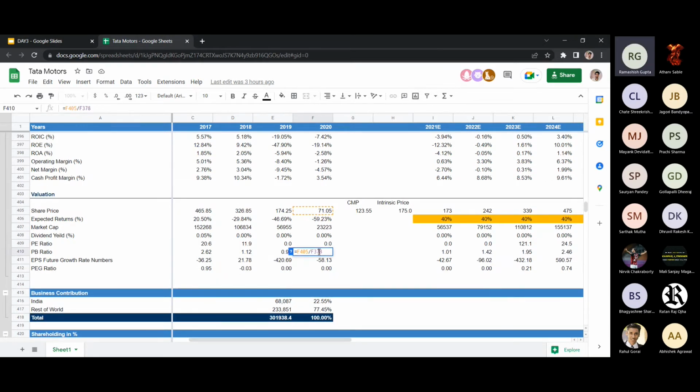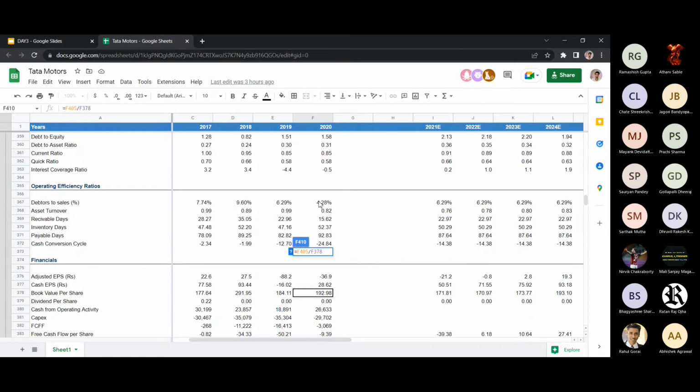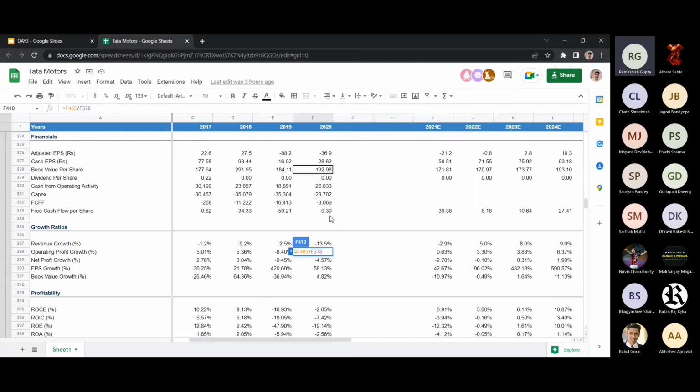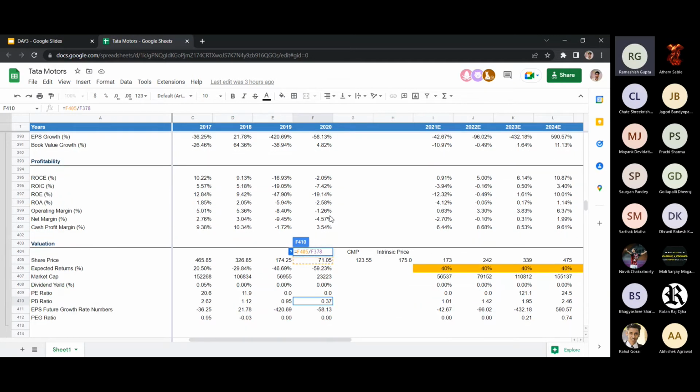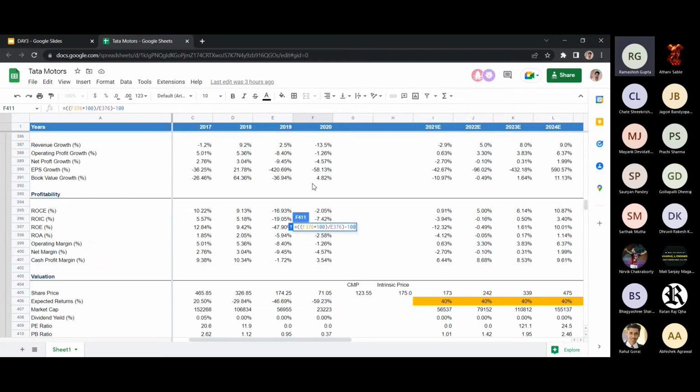Next is PB ratio. That is basically the share price divided by the book value per share. So what is the share price right now and what is the book value of it? It just gives the information about whether it is undervalued or overvalued. So in the case of Tata Motors, it is undervalued. Next is EPS future growth. We just calculate it using EPS values.